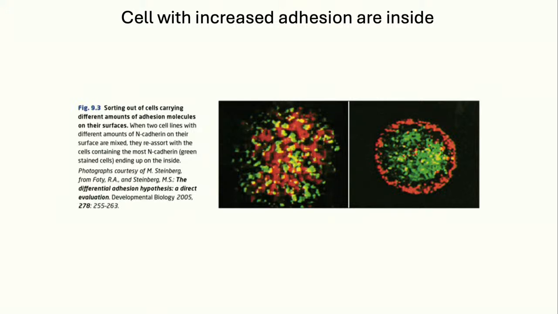So Steinberg tested this. What he did was he basically expressed different amounts of cadherin, in this case N-cadherin, in the same cell type but at different levels of cadherin. And what he found was that in those cells where cadherin was higher, the cells ended up being inside. In those cells where cadherin was less, the cells ended up being outside. So just by changing the amount of adhesion, one could separate cells into two different populations. Highly adhesive cells are inside, less adhesive cells are outside.